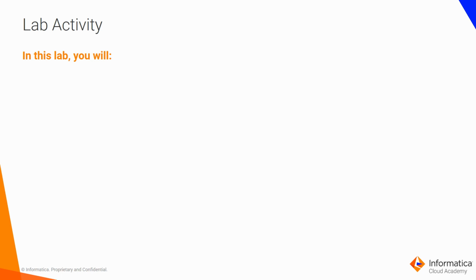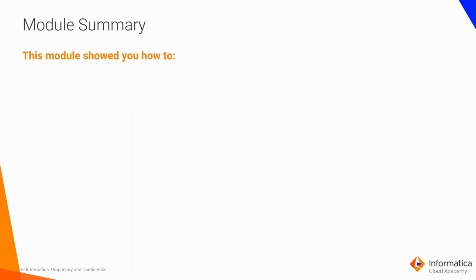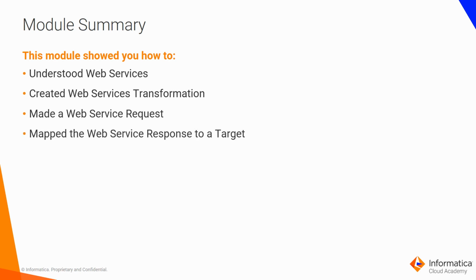In this lab, you will configure the mappings in the Informatica Cloud. Use Web Service Transformation in the mapping. This concludes the Cloud Mapping Designer Web Services Transformation How to Use series. In summary, we understood the web services, created Web Services Transformation in the mapping, and made a web service request. Also, map the web service response to a target.